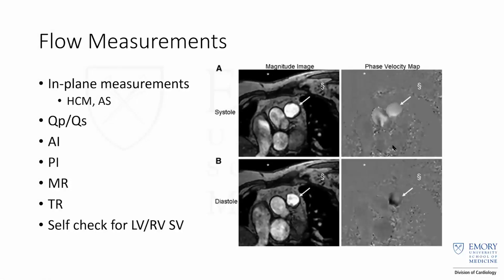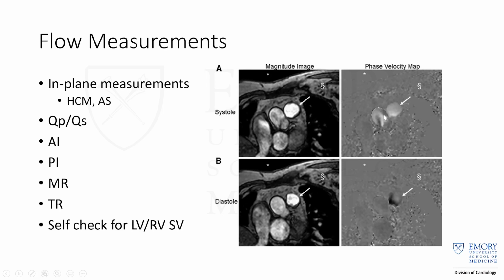So how we do this is that you get this image here, which is just a regular magnitude image. And this arrow points to the main pulmonary artery. And then the phase contrast mapping, you can see here, you use this as reference, and you can see exactly where your flow is.